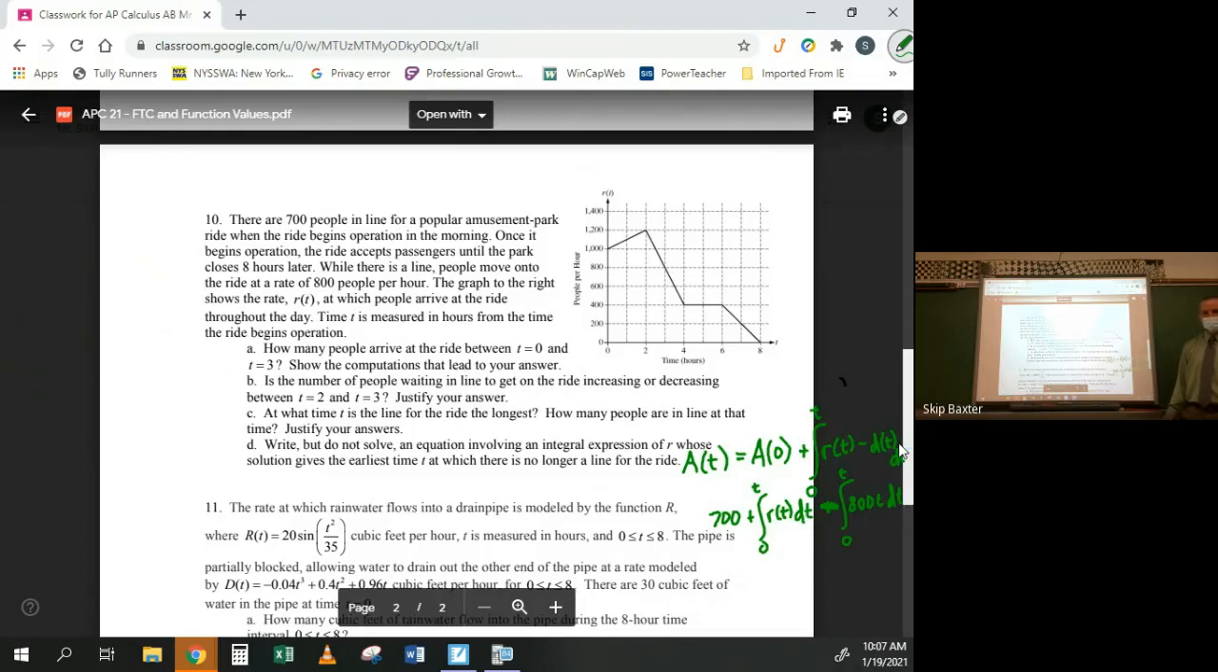Does that make sense though? So if I just set this equal to 0, that's exactly what they're looking for. They're looking for an integral expression that involves R that, if you were able to solve it, would give you the time at which there's no longer a line. Okay? What else?